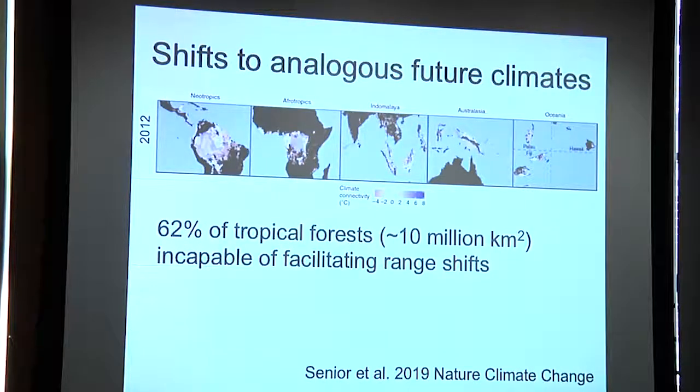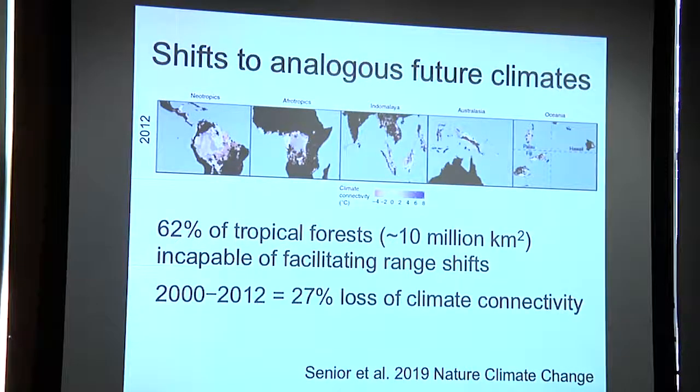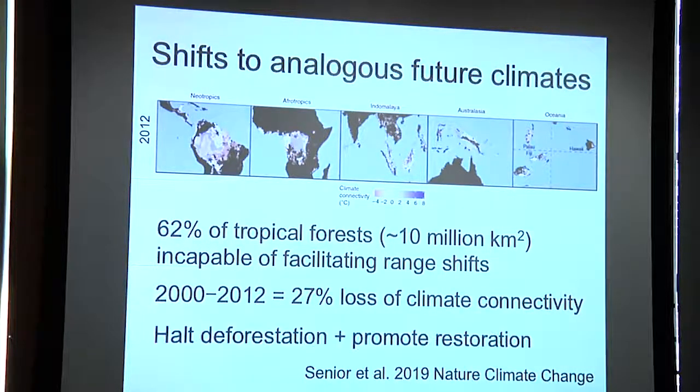Scarily, 62% of tropical forest is already incapable of facilitating range shifts to analogous climates. Furthermore, when Rebecca looked at how climate connectivity has changed, she did so from 2000 to 2012, she found that we lost 27% of our climate connectivity through deforestation in that time frame. That tells us 2 key things. We need to try to halt deforestation from farming, and we also need to try to think about where we can generate restoration to reconnect some of these critical climate gradients.